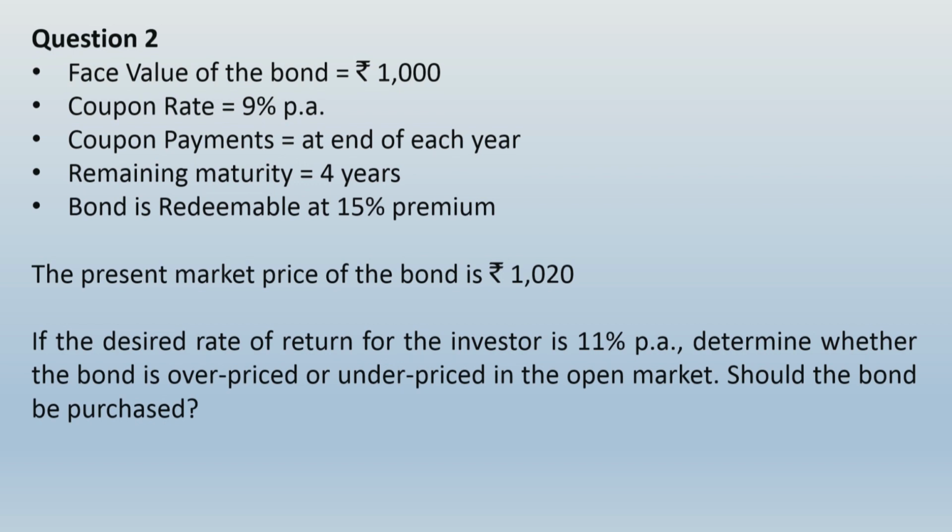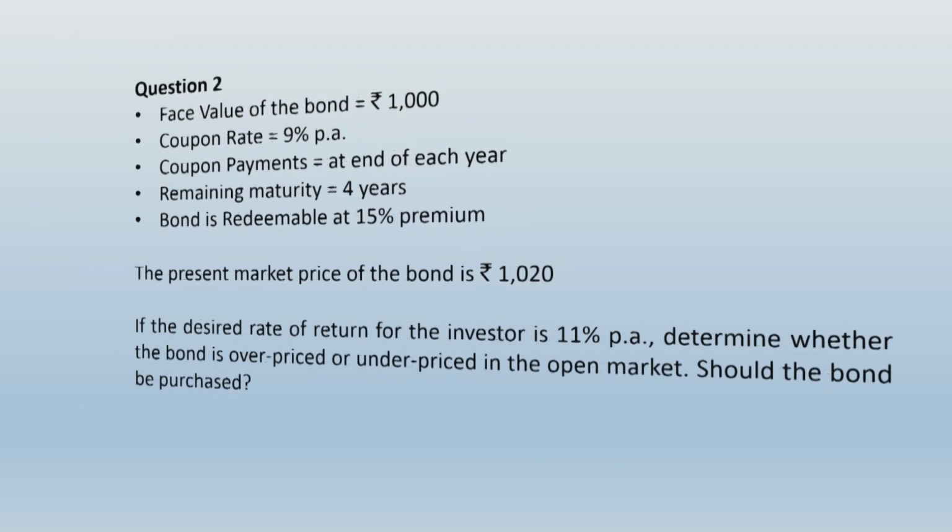So friends, we have just discussed how to identify whether the bond is underpriced or overpriced. So what you would simply do is, you would first determine the intrinsic value of the bond with the discounting rate of 11%, which is the desired yield rate or the expected rate of return for the investor, and then compare the intrinsic value of the bond with the current market price. So let us see how to present the solution.